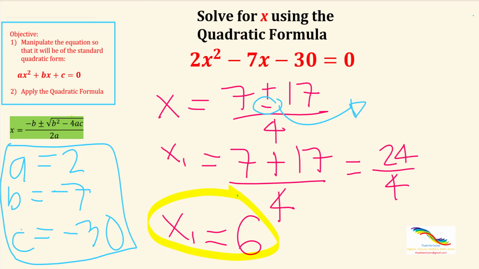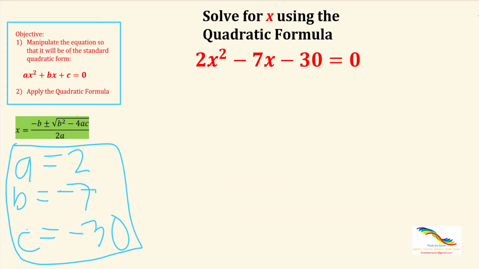I hope it's clear enough. Okay, let's clean up the board. Alright, so let's solve for the second value of x. Remember, we are looking for two solutions, two values of x. Why? Because according to the fundamental theorem of algebra, every quadratic polynomial equation must have two roots. Not 3, not 1, but exactly 2 roots. And these roots could be repeated, but there must be 2. So we have already solved for one, and we'll solve for the other one.